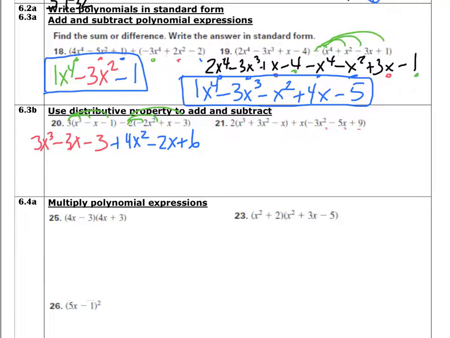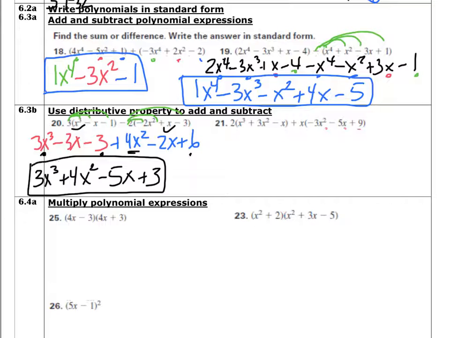As we put this in standard format, we have an x cubed, so that'll be first, so 3x cubed. X squared is next, plus 4x squared. We have 2 x's, so we have a negative 3x minus a 2x is negative 5x. And lastly, a minus 3 plus 6 would be a plus 3. That in standard format is the final answer.